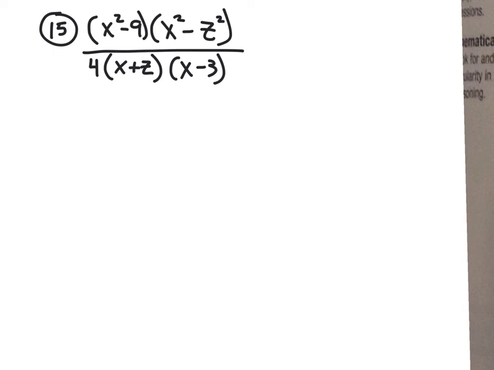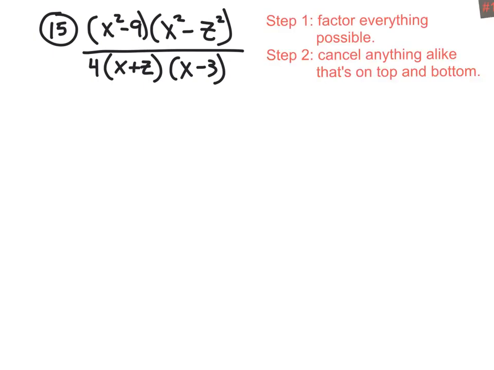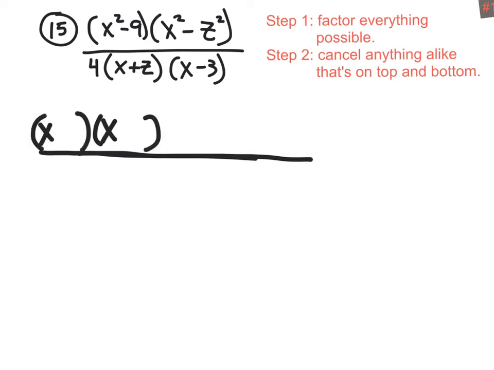Step one is to factor everything possible. So here, you could factor x squared minus 9. Let me start by drawing out this huge division bar. And the x squared minus 9, I'm going to do it right here. It's going to be a binomial times a binomial. So the question is, what times what is negative 9 that if I combine together gives me the middle value, which is nothing? That's easy. That's going to be a positive 3 and a negative 3.